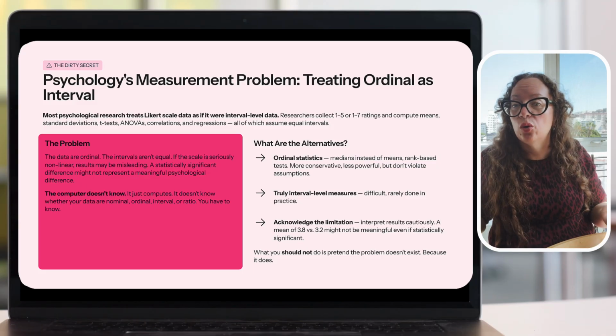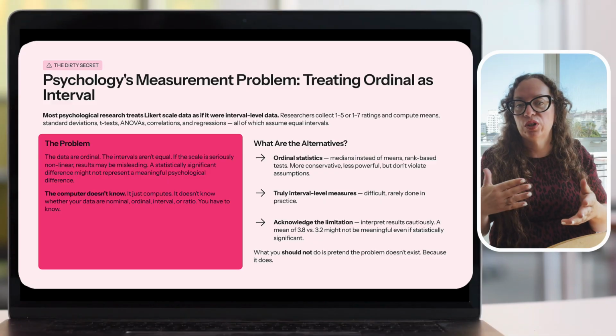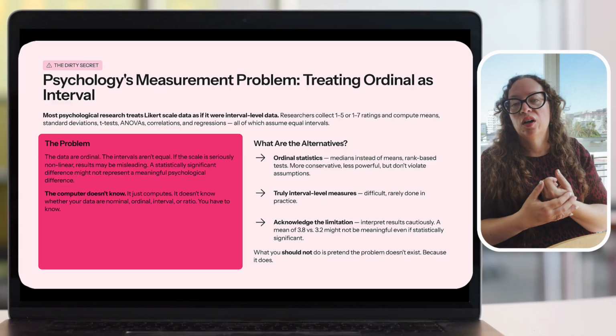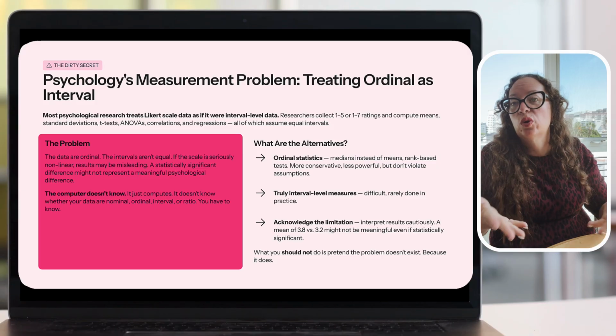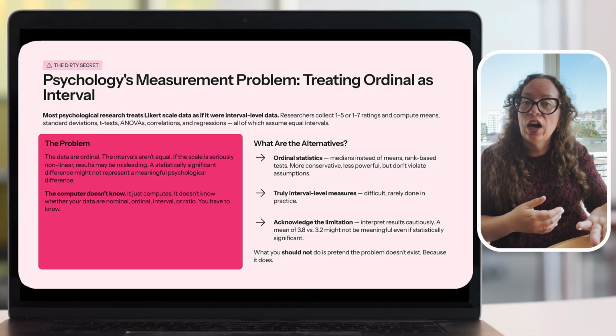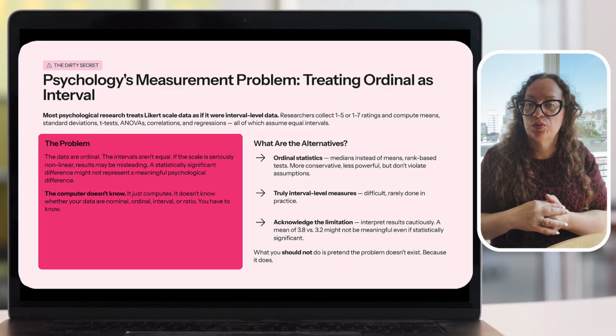The computer doesn't know, the computer just computes. It doesn't know whether your data are nominal, ordinal, interval, or ratio, although with AI that might change. It doesn't currently know whether your computation makes sense. It just does what you tell it to do. So you have to know. You have to understand what level of measurement you have and what analyses are appropriate.